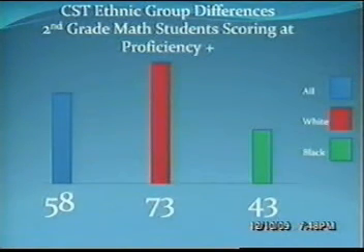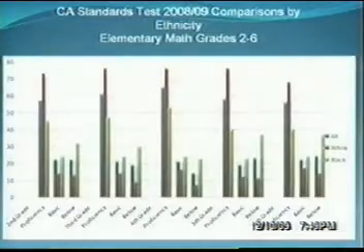Here's how it's going to work. Let's take, for example, second grade math. White students scored, in red, 73 at the proficiency level, while black students scored 43, and all students scored about 58. You can see the difference between white students and African descendant students is about 40%, which simply means there were 40% more white students in the proficiency column than African American.